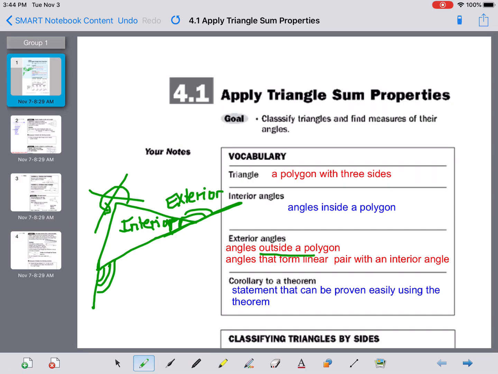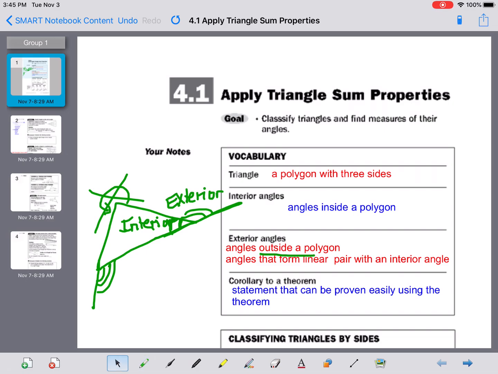The last definition, corollary to a theorem. Put this in your mind with a postulate, a theorem, a corollary and an axiom. They're just a category that mathematicians put the different rules into. But for you, as a geometry student, you just need to remember it's a rule that comes out of our other rules.